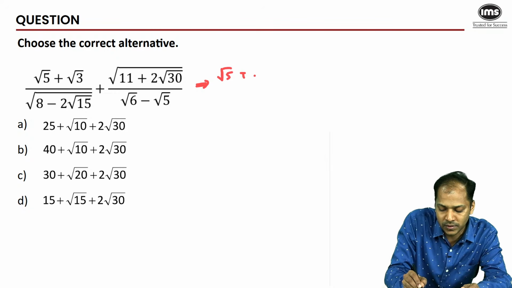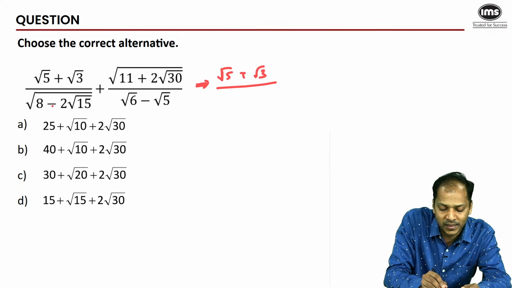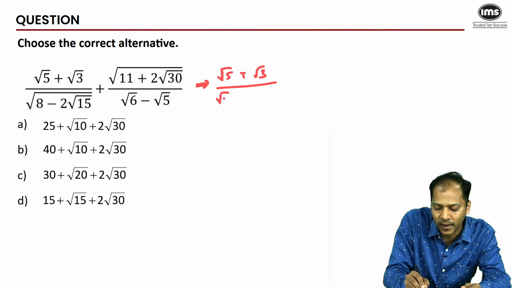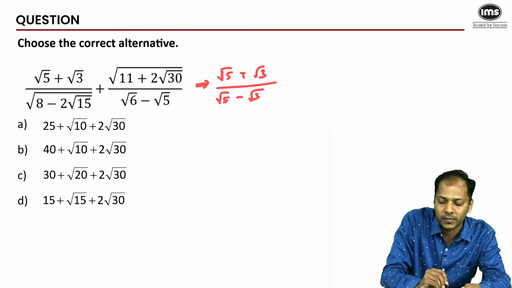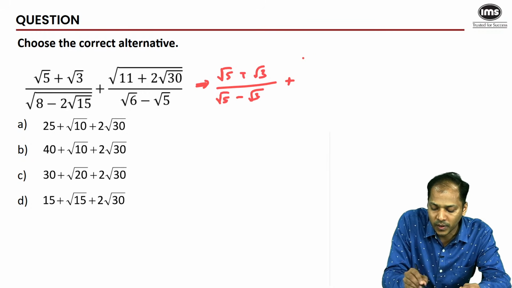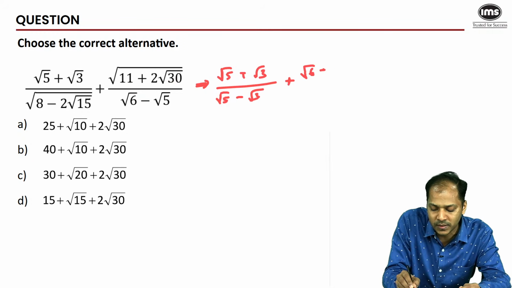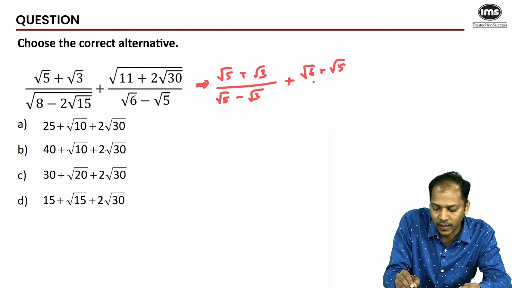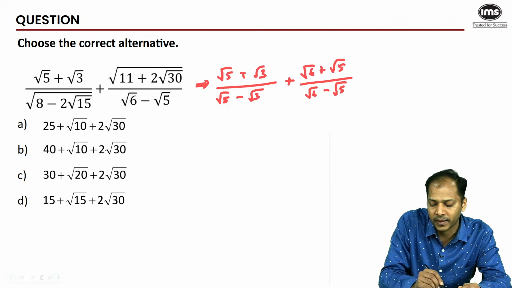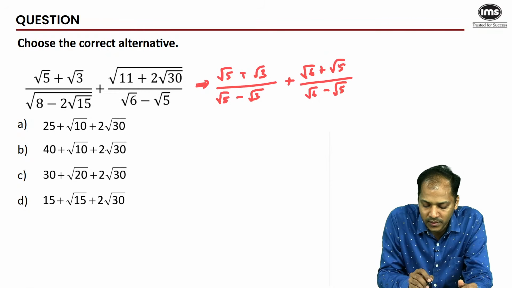Root 5 plus root 3 upon, can I say this is 5 plus 3, 5 into 3, so this would be root 5, but there's a minus sign in between, so the denominator would be root 5 minus root 3 plus this one would become, the numerator would become 5 into 6, 5 plus 6, so this is clearly root 6 plus root 5, and the denominator is root 6 minus root 5. So again you had to rationalize the denominator, so let's quickly get going with this.